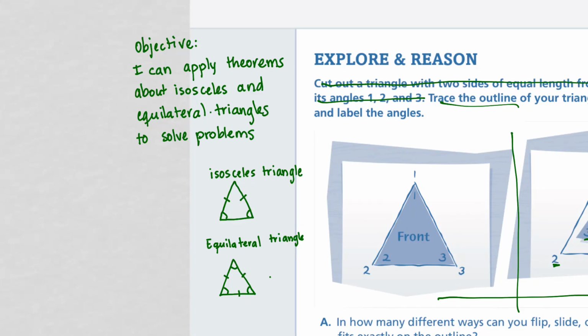We are going to continue with this lesson, complete the second half. So our objective remains the same. I can apply theorems about isosceles and equilateral triangles to solve problems, but this time the focus is going to be on equilateral triangles. So keep in mind, in an equilateral triangle all the sides are congruent, and if all the sides are congruent, all the angles will also be congruent.